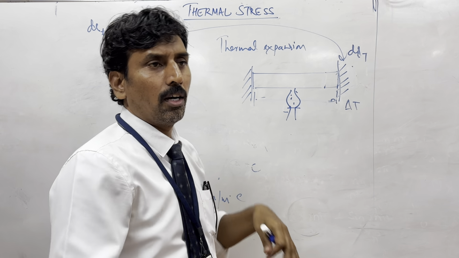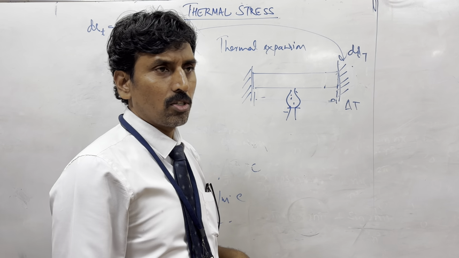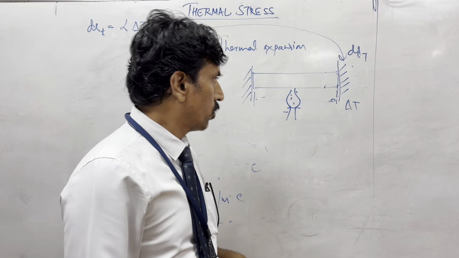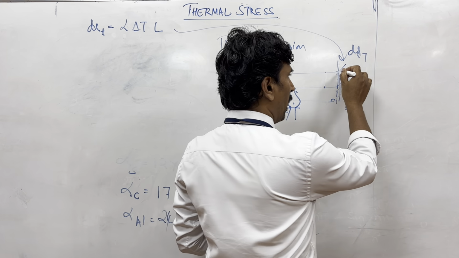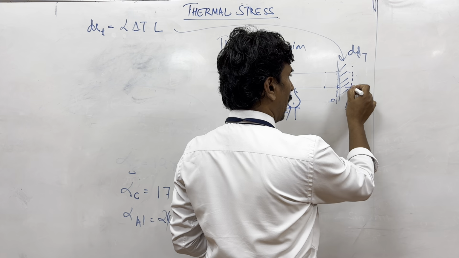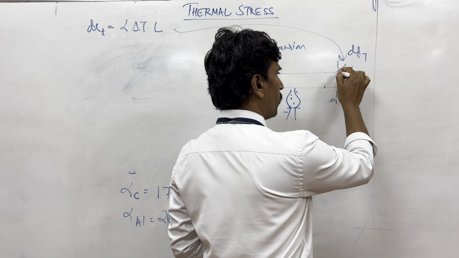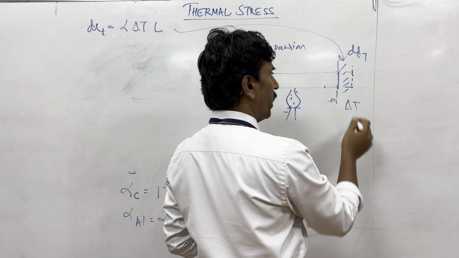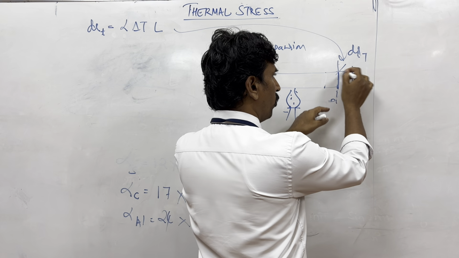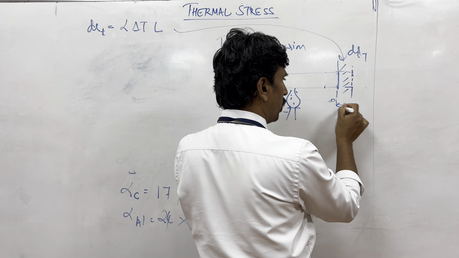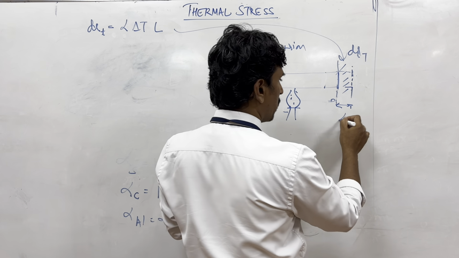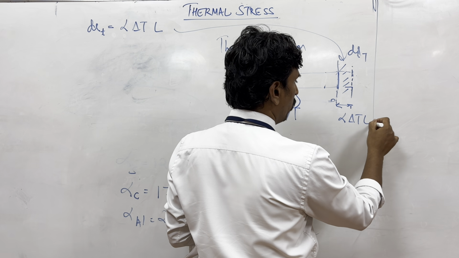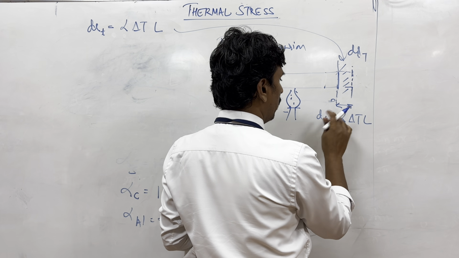Then you see the stresses start building up in the body. Suppose it was allowed to expand, that is called free expansion. It will expand by this much, which is given by alpha into delta T into L, which is actually dL, the change in length due to temperature.